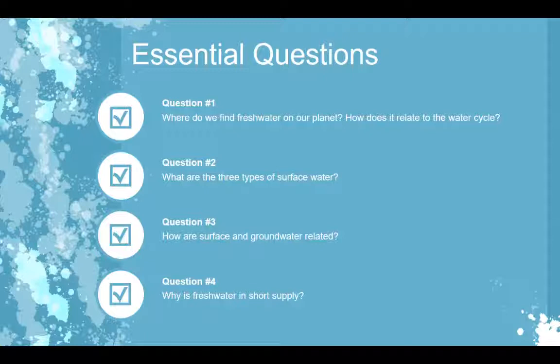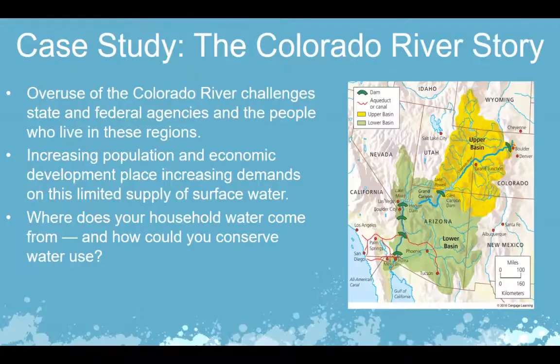Now, before we go ahead and start going into the notes proper, I want to give you a little bit of a case study using the Colorado River. Because when we start looking at the Colorado River, it's a major waterway here in the United States and provides a lot of water for a lot of people. But because of how we use the water, the Colorado River's availability as a water source is changing over time.